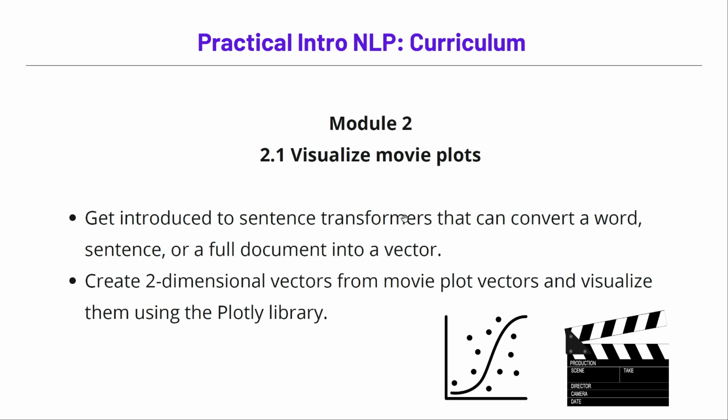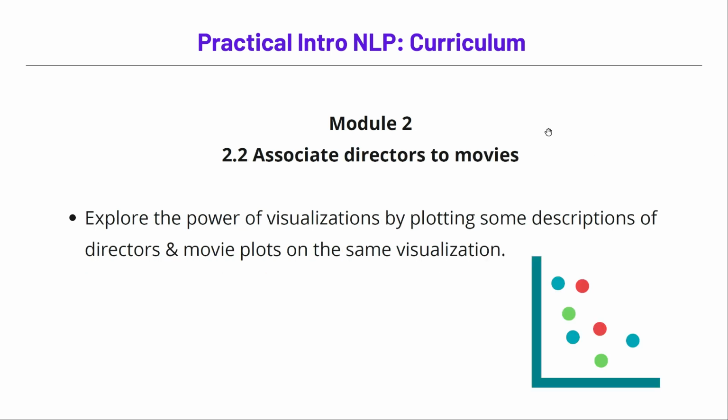And this is where we get introduced to sentence transformers that can convert a full document into a vector. And we'll also see how we can have 2 different categories of text. That means we can plot both movie plots as well as the directors and their descriptions on a single plot. And we will see the power of visualization, where you can see for a given movie which director is closest in terms of the description of the director, etc.